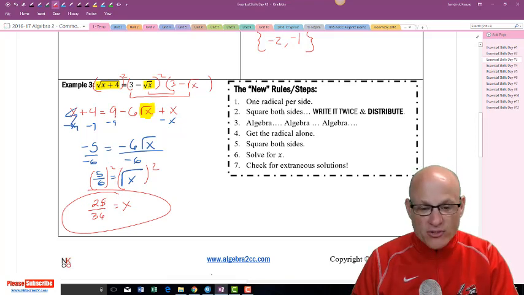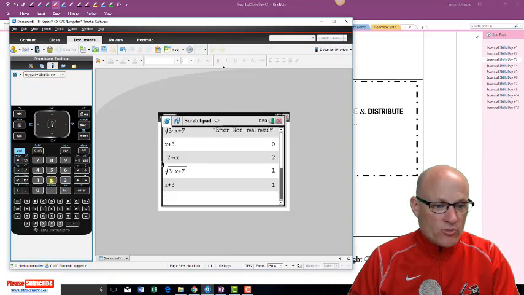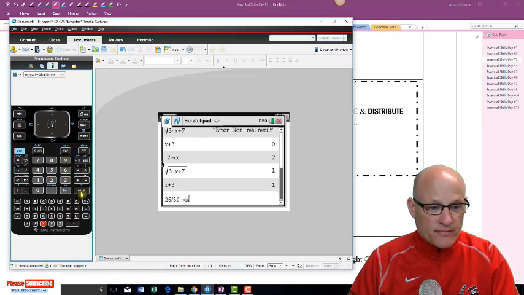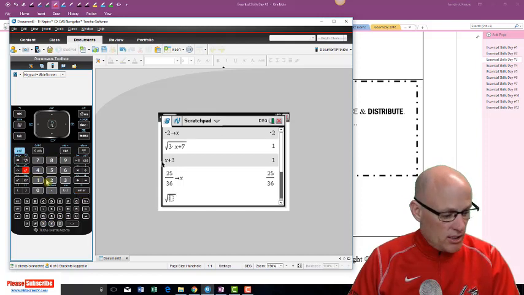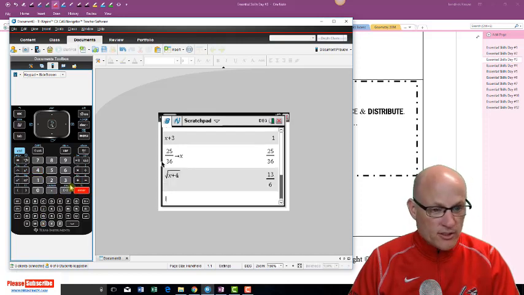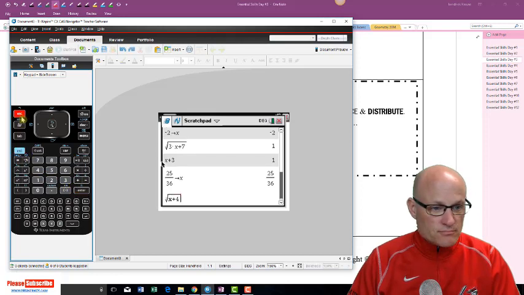That can't possibly be right. Let's check it out. 25 divided by 36, control var x. Type in the left side, which is the square root of x plus 4, equals that weird answer. And then I do the right side, which is just 3 minus the square root of x.